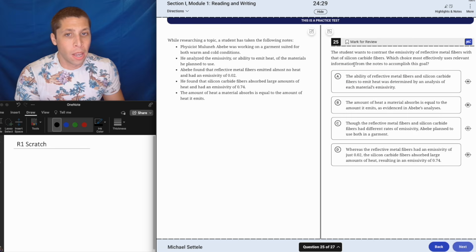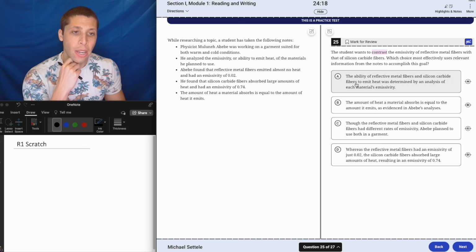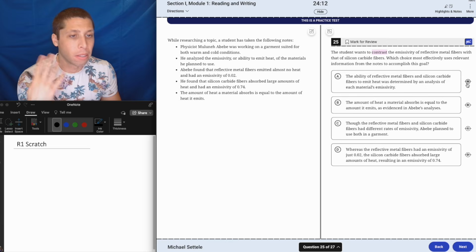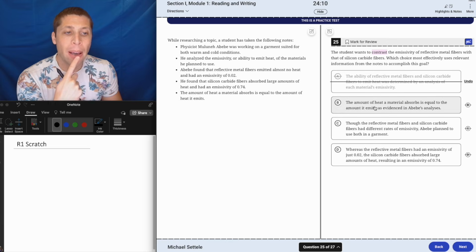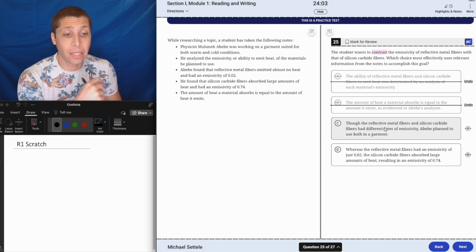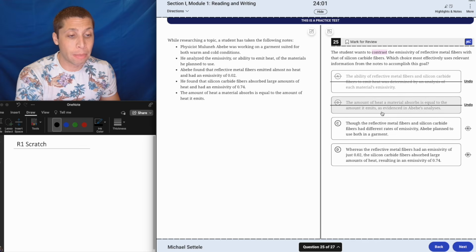Easy. The student wants to contrast the emissivity of reflective metal fibers with that of silicon carbide fibers. Okay, so we want to contrast, so we want a difference. The ability of reflective metal fibers and silicon carbide fibers to emit heat was determined by an analysis of each material's emissivity, but that's not contrasting them. The amount of heat a material absorbs is equal to the amount it emits. Doesn't contrast.